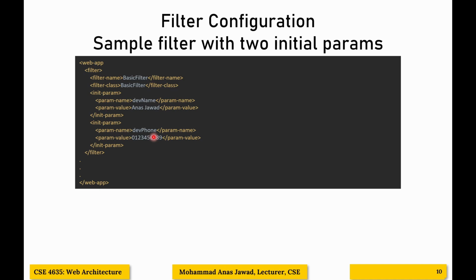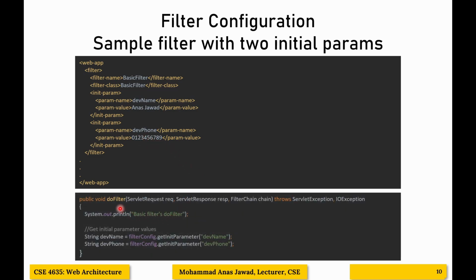All right. Now, if you're wondering how to get the values of, or how to get the names of these parameters from this web.xml file, that is pretty simple as well. Inside the doFilter method of our filter interface, we simply have to write filterConfig.getInitParameter, and inside this function, we need to pass the name of the parameter whose value we are trying to extract. So in this case, again, we are using the getInitParameter method of the filter config interface to get the value of the initial parameter devName.